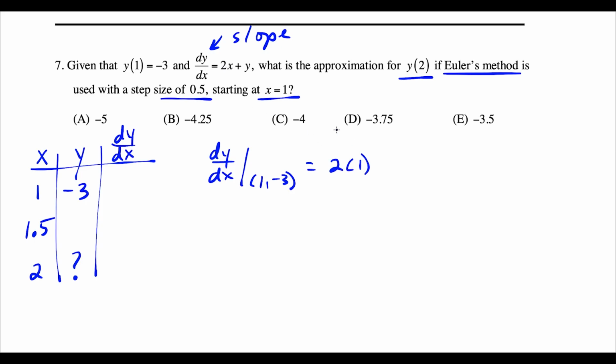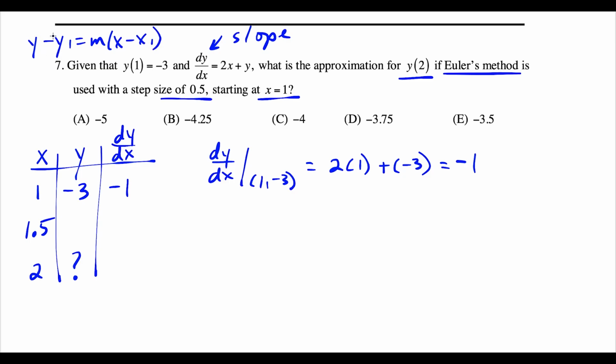So I'd have 2 times x is equal to 1 plus y is -3, and this is going to give us 2 minus 3, which is -1. So that gives us our first slope. And then once we find our first slope, we're going to write the equation of a line using y minus y1 equals m times x minus x1.